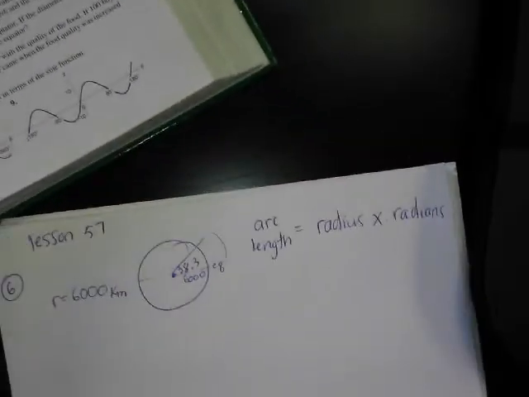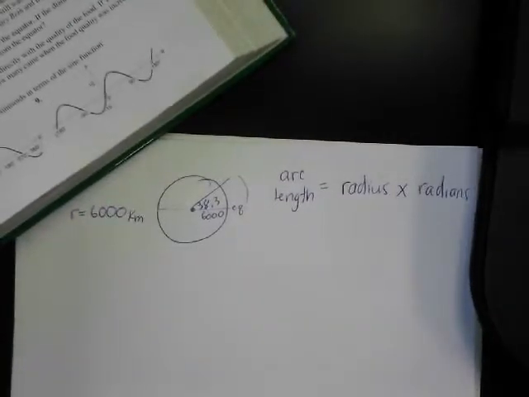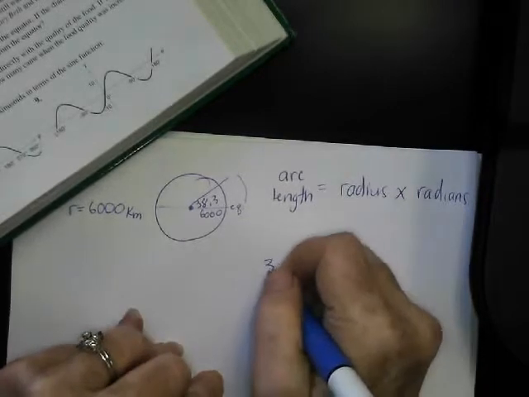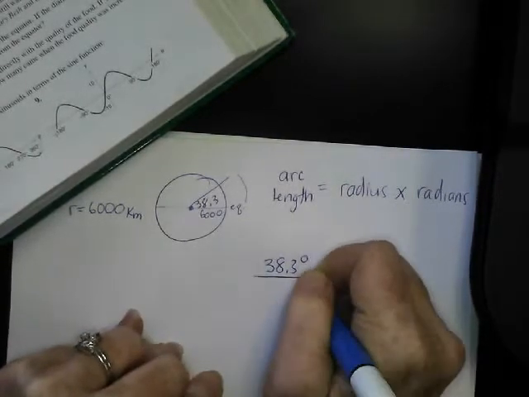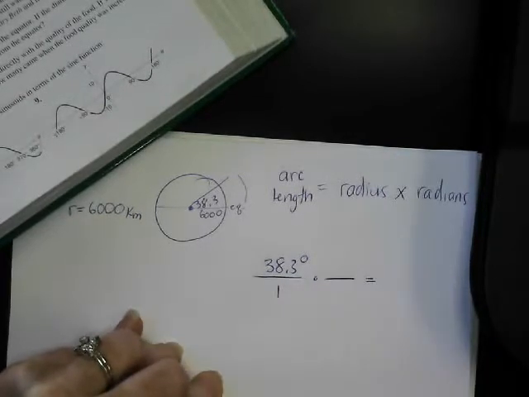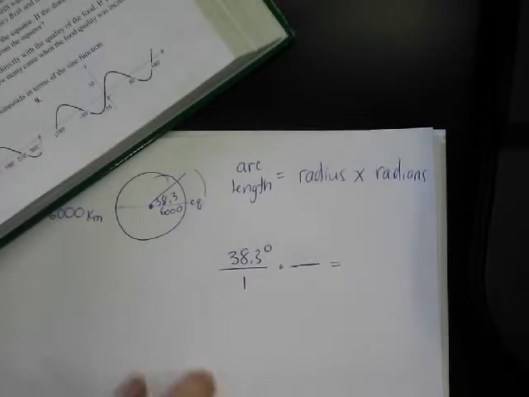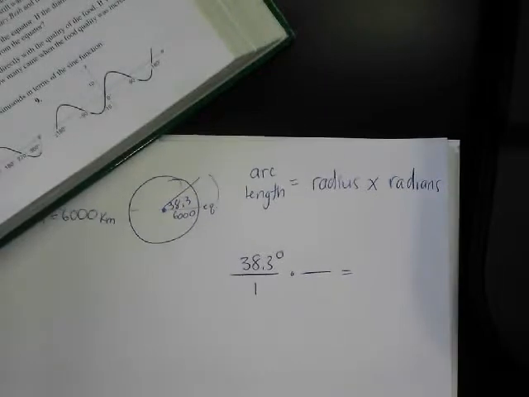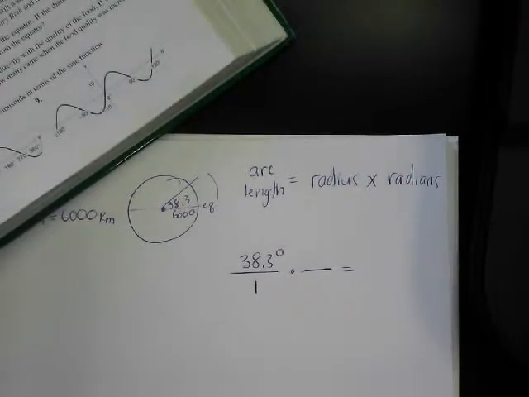And I do have my calculator. It fell to the floor, but for radians, we've been using our unit circle a lot, but if you remember that there's a conversion, does anyone remember the conversion? If I have 38.3 degrees, what can I multiply it by to get my radians? You guys don't remember how to get degrees into radians?